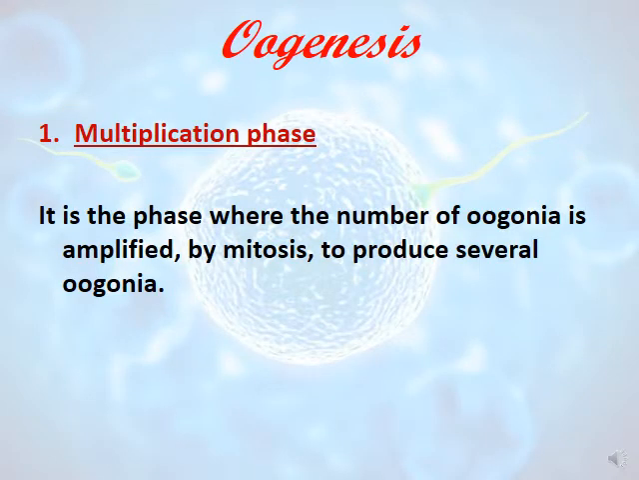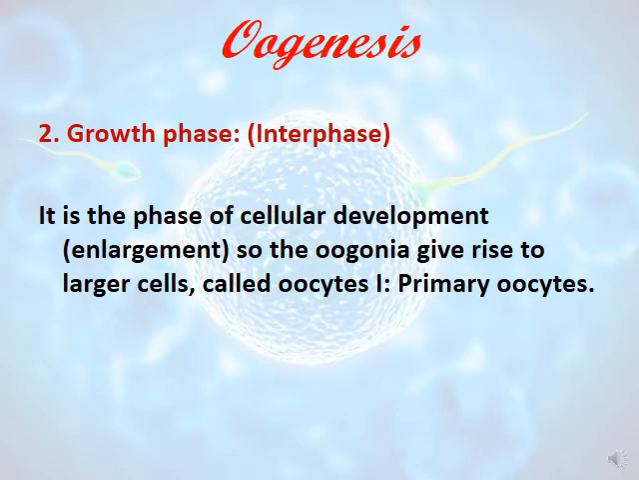Oogenesis phases. Phase number 1 is called the multiplication phase, also called amplification, where the number of oogonia is amplified by mitosis to give several oogonia. Number 2, the growth phase, which is called interphase. It's the phase of cellular development or enlargement, so the oogonia develop to give larger cells. These cells are called oocyte 1 or primary oocytes.